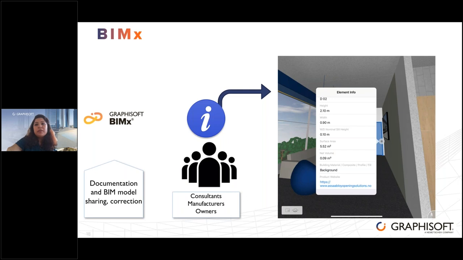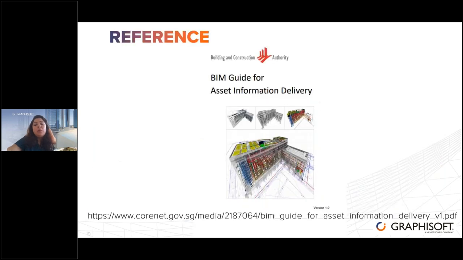As you use BIMx and select any of the elements, each and every piece of information that you've added in the model will be on your screen to use further for automation. In case you are interested in knowing more about asset information delivery, you can look into the Corenet website, where we have the BCA BIM guide for asset information delivery. You can go through this, and most of the information for today's presentation was also captured from there.